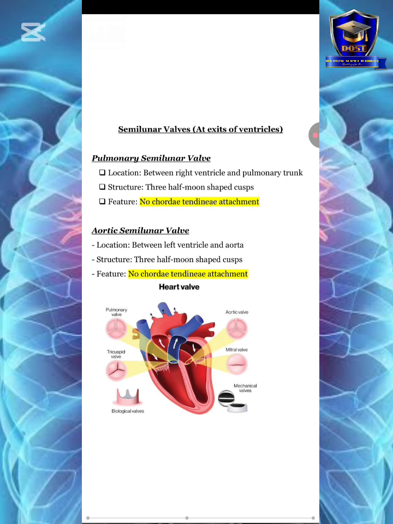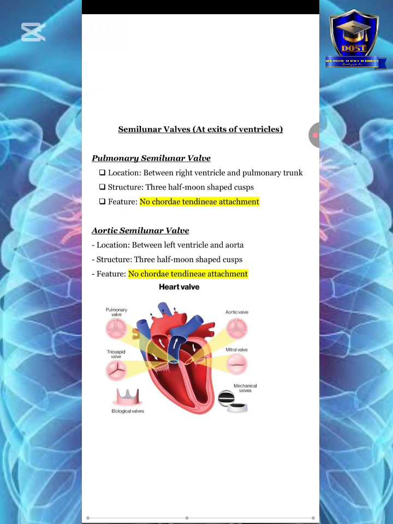The function of valves, generally, take note, it is to prevent the backflow of blood. Okay, so normally blood flows from atrium to ventricle. So there has to be a valve, something like a door, in between the atrium and the ventricle. So that once blood is flowing from atrium to ventricle, the blood will not bounce back into the atrium. So the valve is there to prevent the blood from flowing back from the ventricle into the atrium.